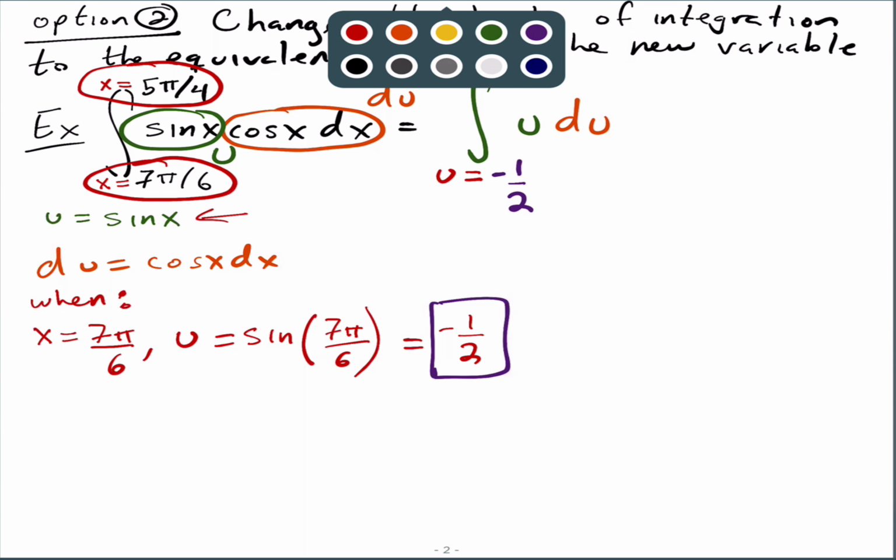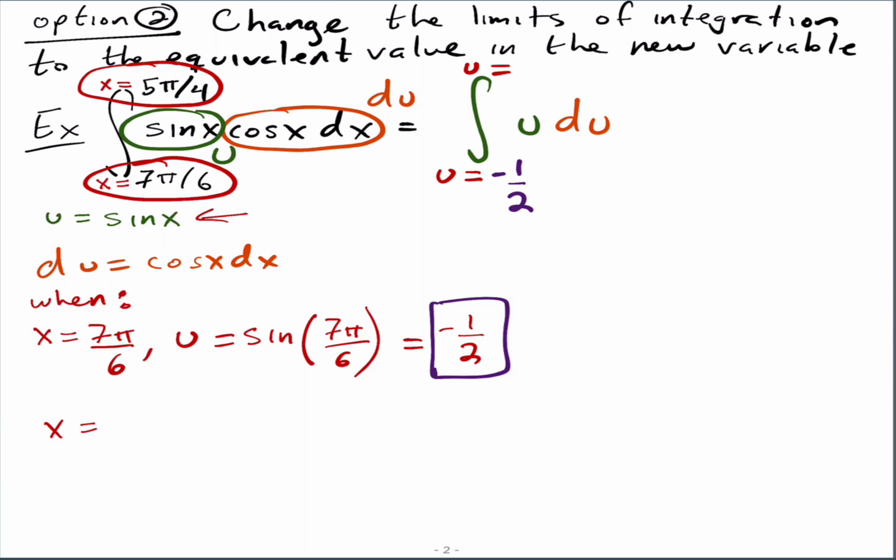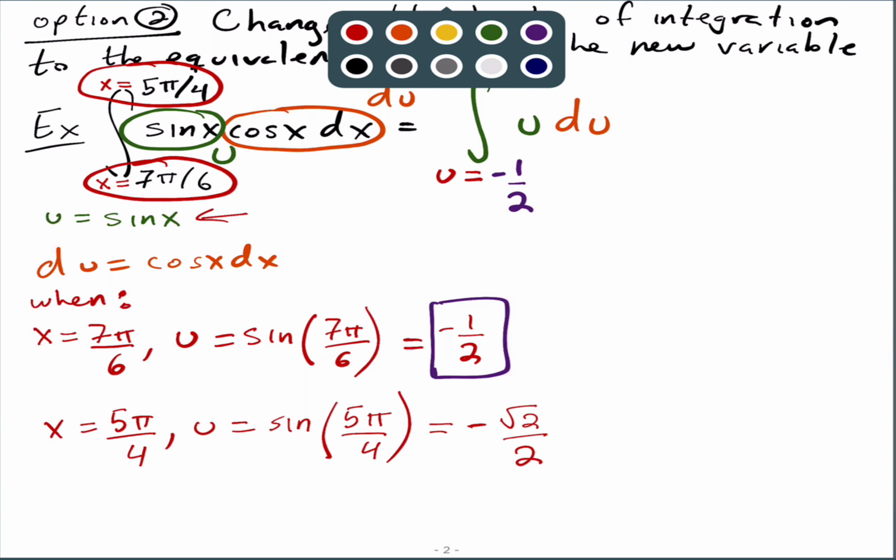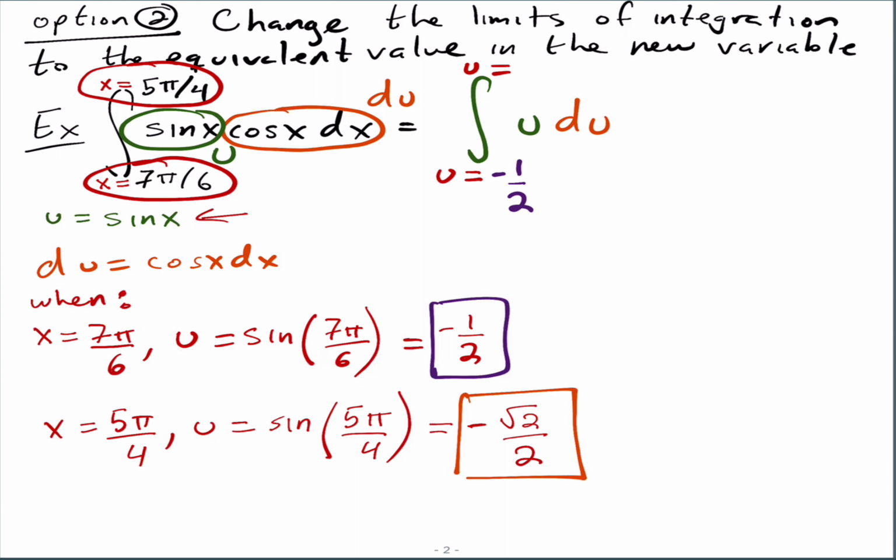And then the other change is when x equals, in this case, 5 pi over 4, u is equal to sine of 5 pi over 4, right? Which is what? Negative root 2 over 2, right? So where is that going to go? That's going to go at the top, minus root 2 over 2, like that. Does that make sense, where those two come from?